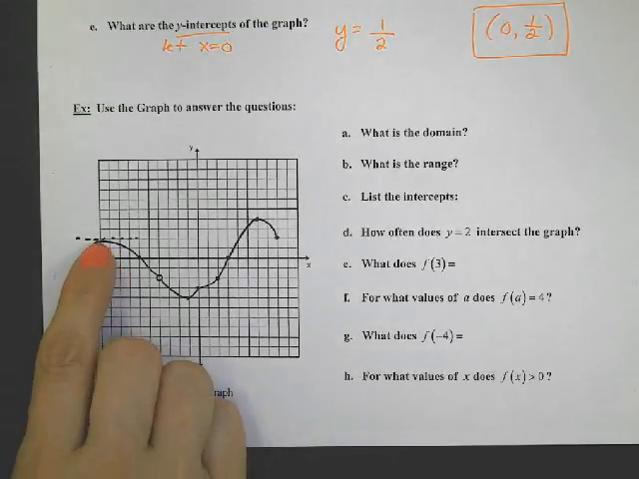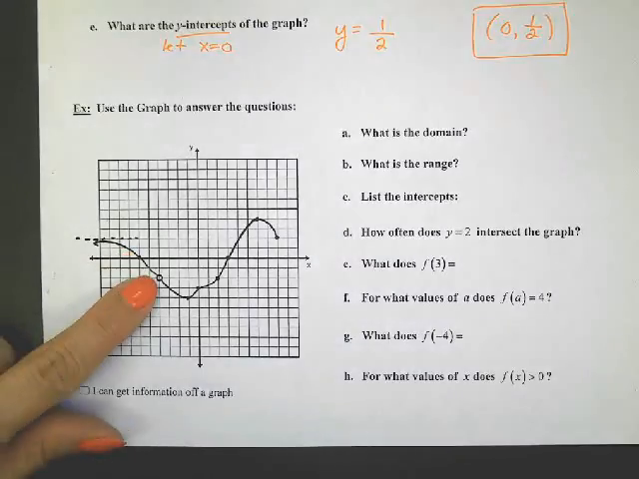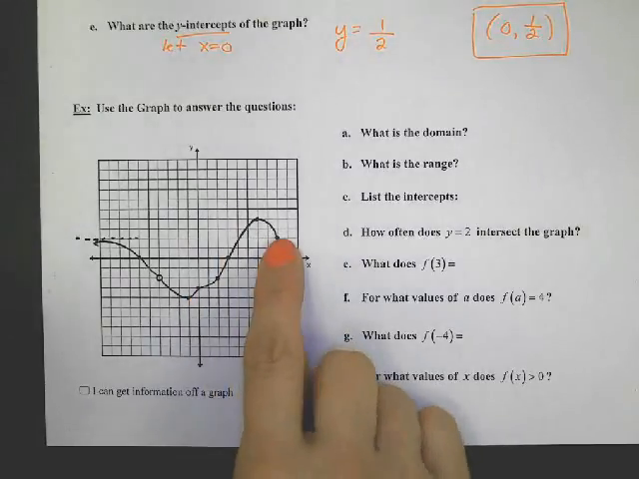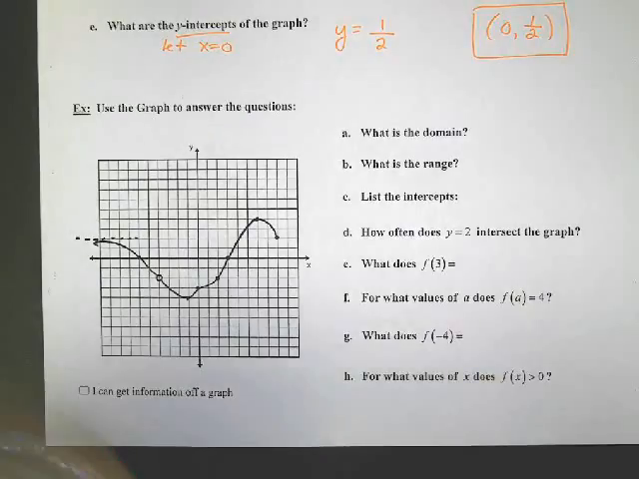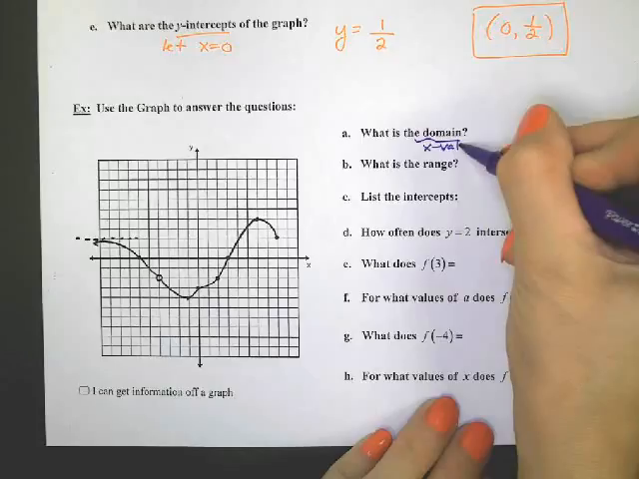This graph is never going to quite touch that value right there. I see some x-intercepts. Oh, notice that hole. Okay, some y-intercepts, and then the graph stops right there. What is the domain? Okay, so once again, domain is the set of x values.